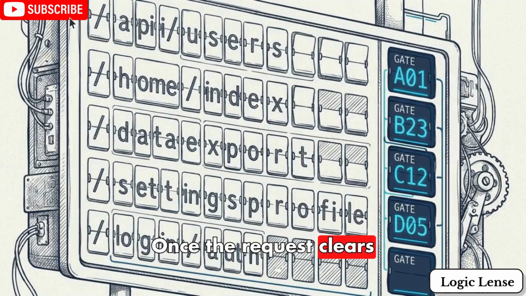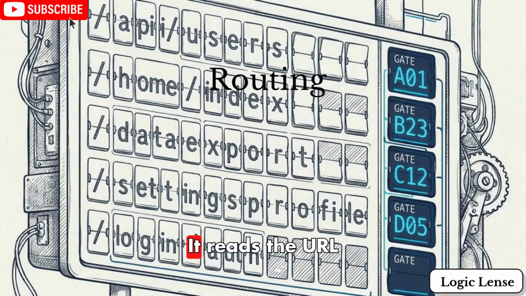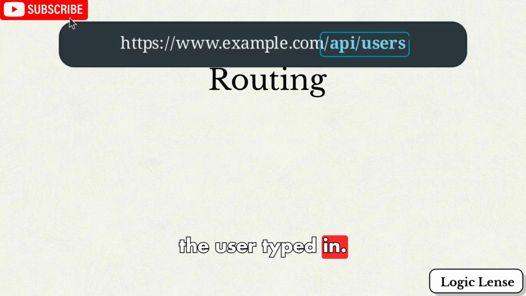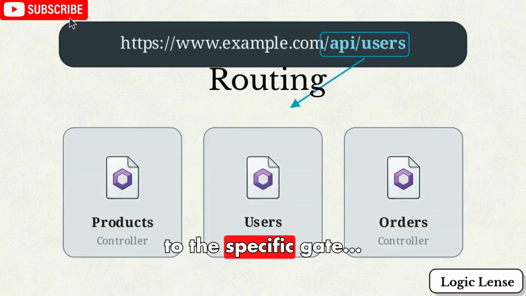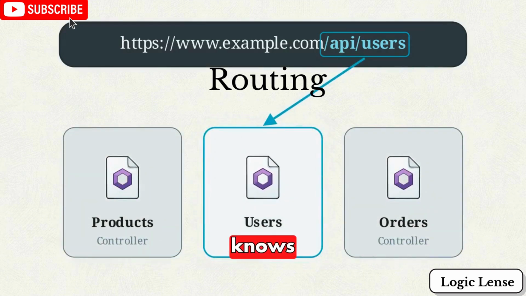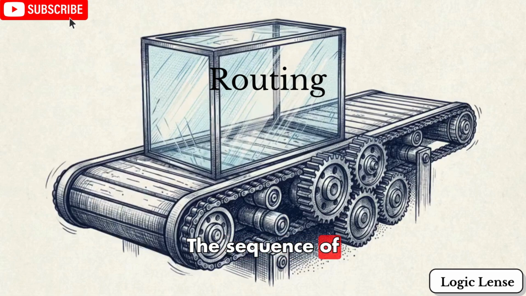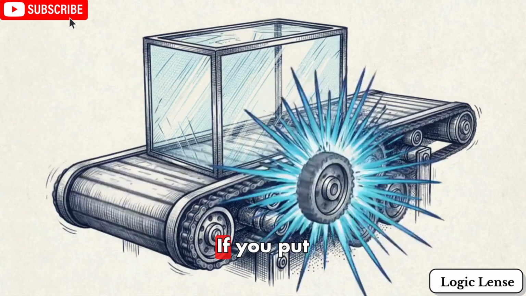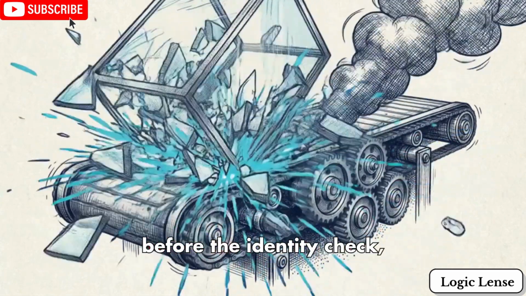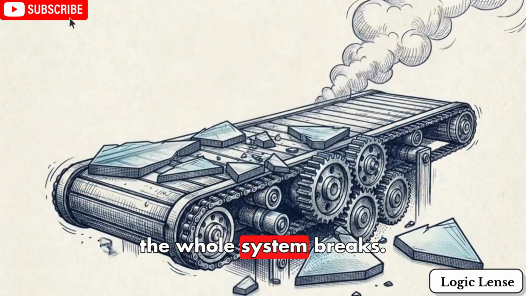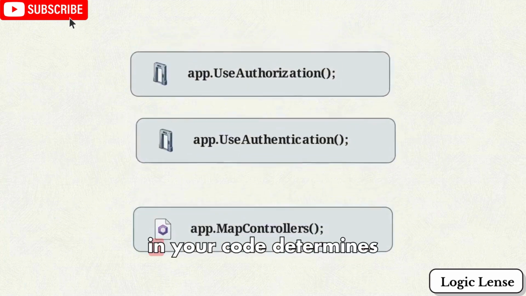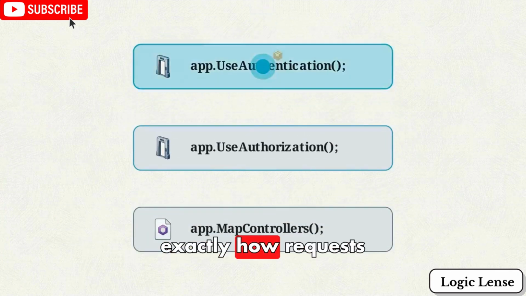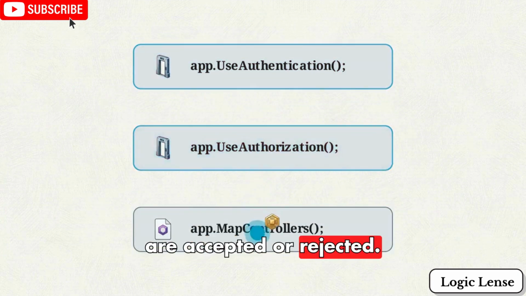Once the request clears security, it looks at the departure board to find its gate. In our system, this is routing. It reads the URL the user typed in and directs the request to the specific gate or controller that knows how to handle it. The sequence of these checkpoints is critical. If you put the authorization check before the identity check, the whole system breaks. The order you define in your code determines exactly how requests are accepted or rejected.